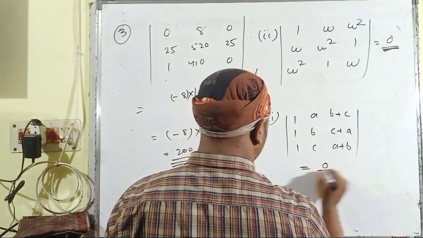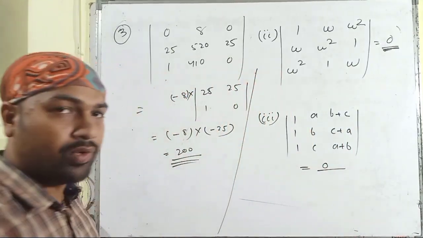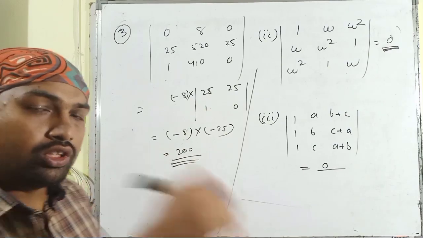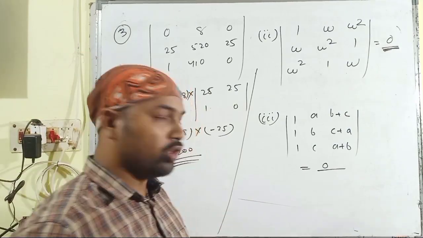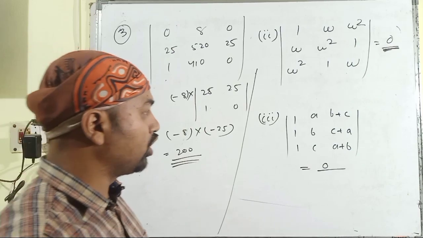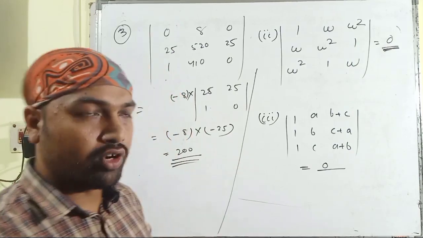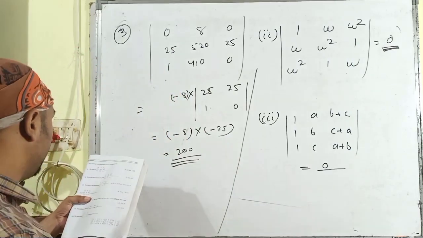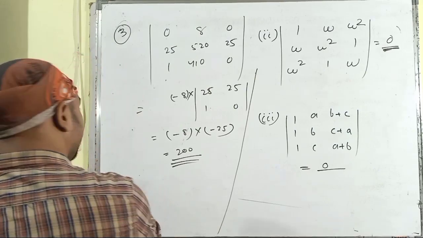This problem has also been solved in the previous videos, and that is equal to 0. Just go to the previous videos for the notes session of the determinant topic, and then you can get your answer from that video. Then moving towards the next bit.